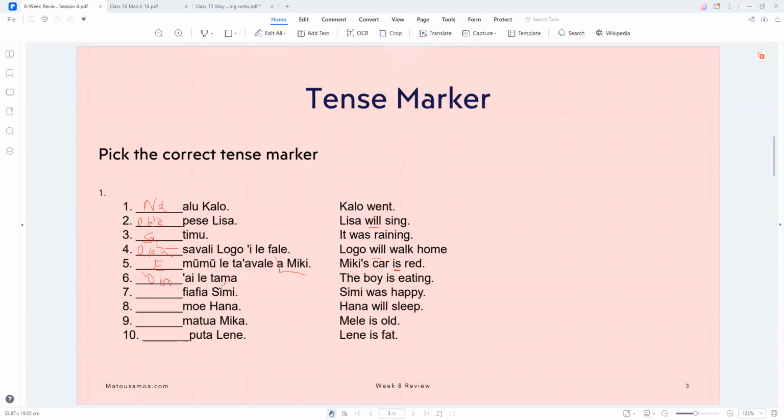Simi was happy. Sa, yep. Past tense. And then it's like taking you back in time, you know, here or there, whatever. Simi was happy when I saw him. Hannah will sleep.